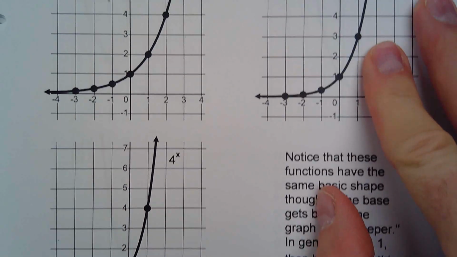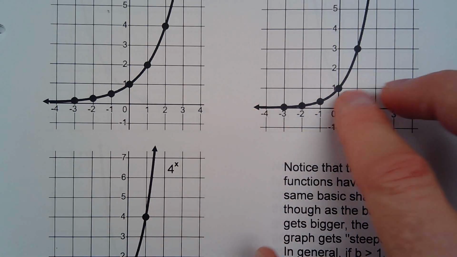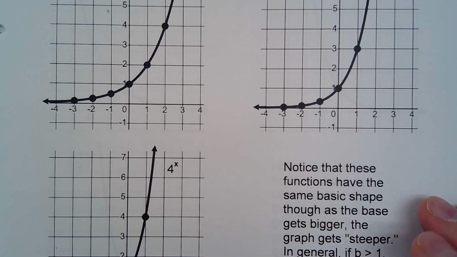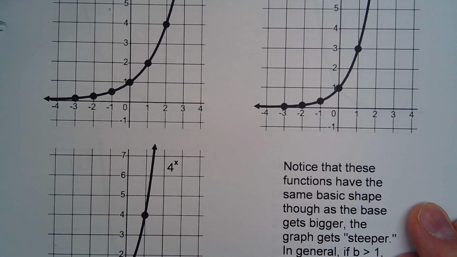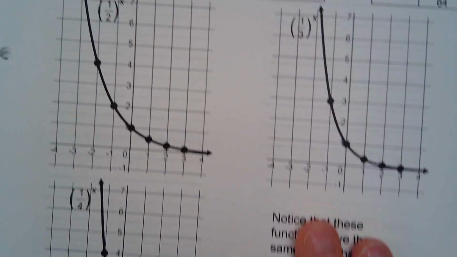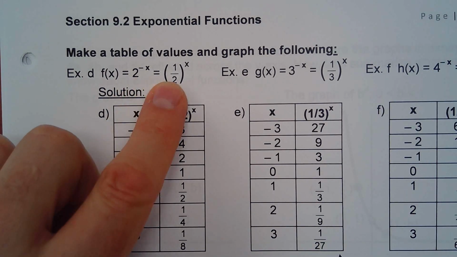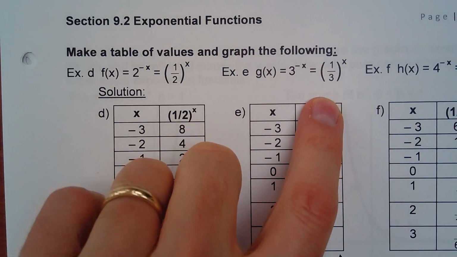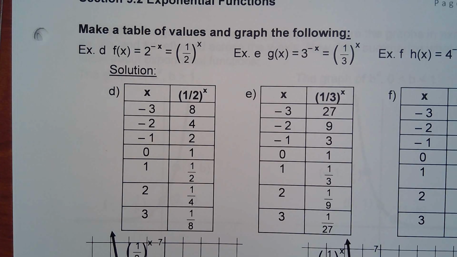And notice here that this does have a horizontal asymptote, y equals 0, even though it's only in one direction, going in this direction. Now, let's look at when our base is between 0 and 1. Well, 2 to negative x: 2 to negative 1 is 1/2, 3 to negative 1 is 1/3, 4 to negative 1 is 1/4.